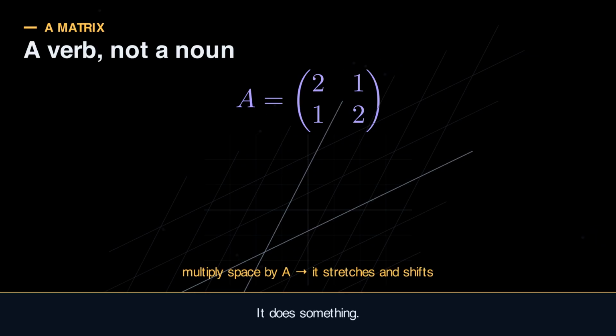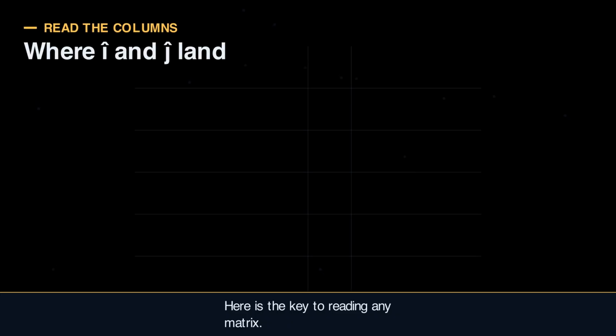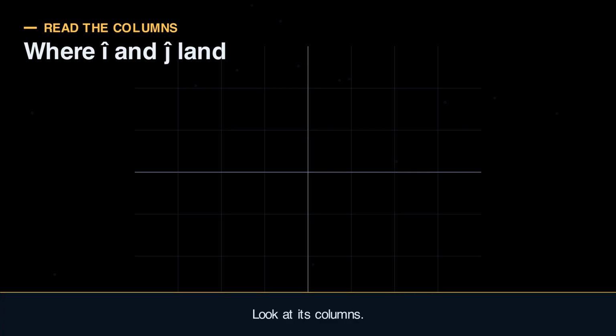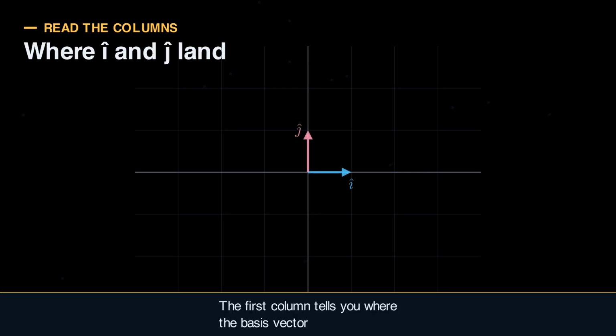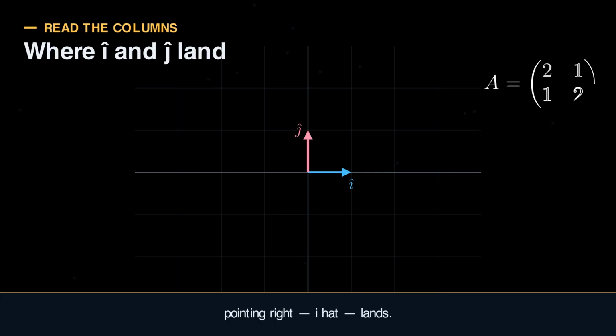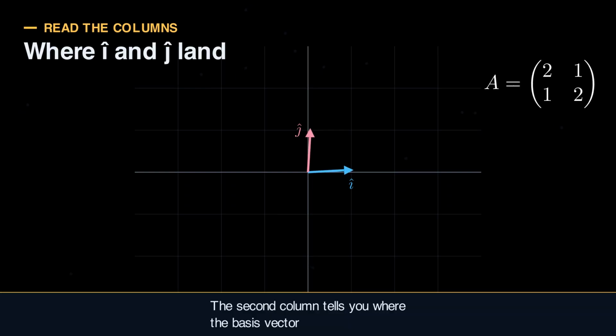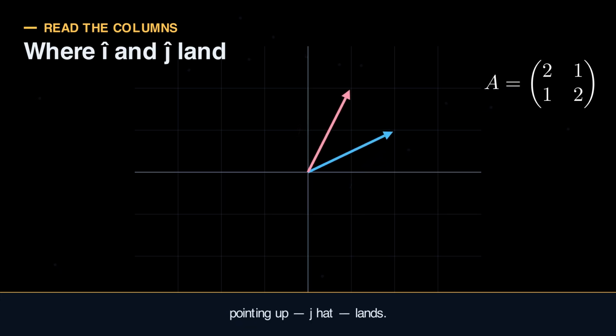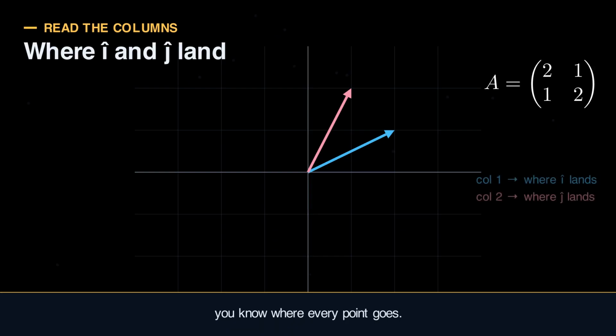It does something. Here is the key to reading any matrix. Look at its columns. The first column tells you where the basis vector pointing right, I hat, lands. The second column tells you where the basis vector pointing up, j hat, lands. Once you know where those two arrows go, you know where every point goes. The columns are the whole story.